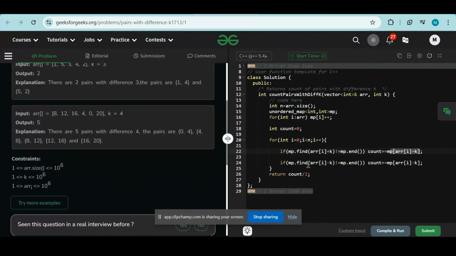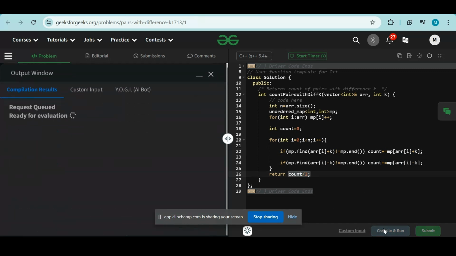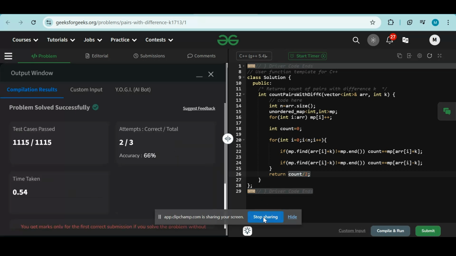So these are the two numbers that are present, and we add them to our answer, and finally we divide the whole answer by 2. So this is our solution. Let's compile and run this code and see the result. I think it's running fine, so let's submit the solution. It got accepted. So thank you.